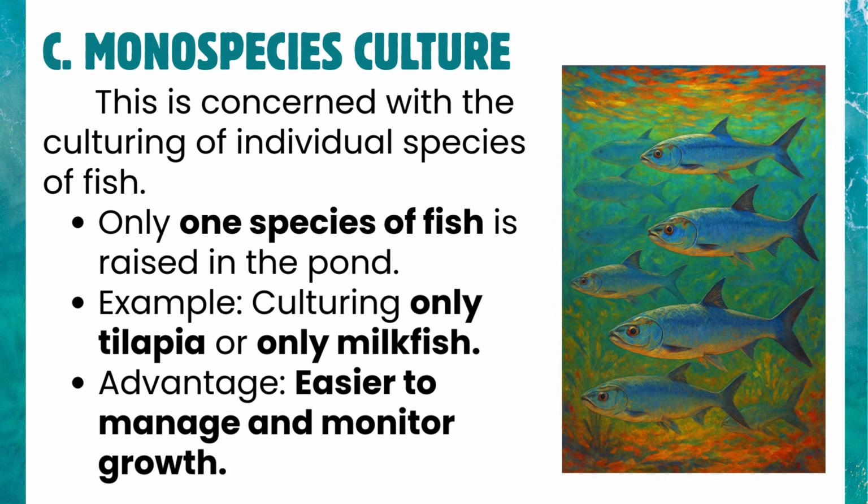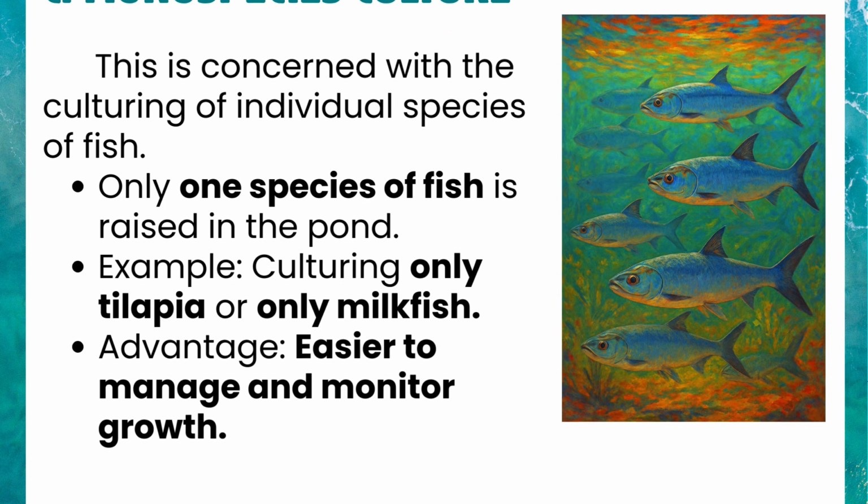Monoculture is concerned with the culturing of individual species of fish. Only one species of fish is raised in the pond. Example. Culturing only tilapia or only milkfish. Advantage. Easier to manage and monitor growth.